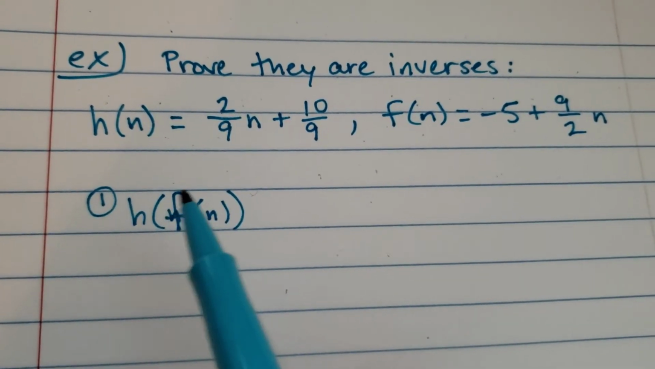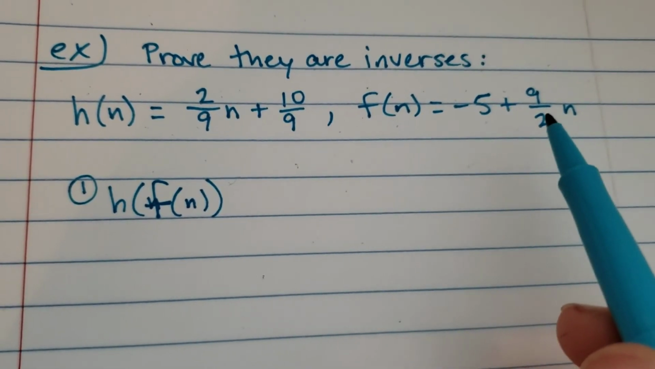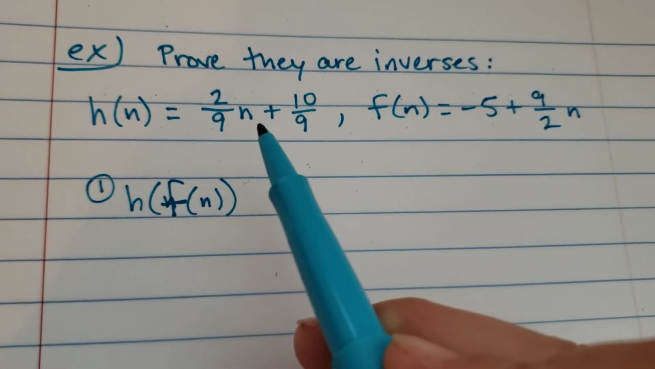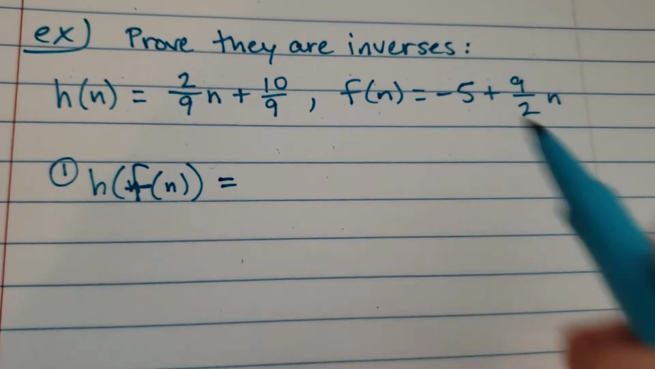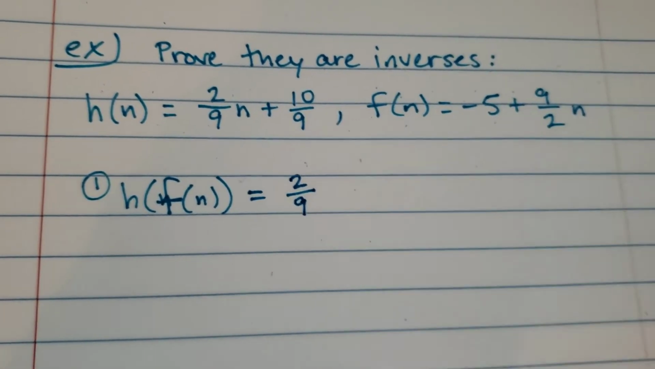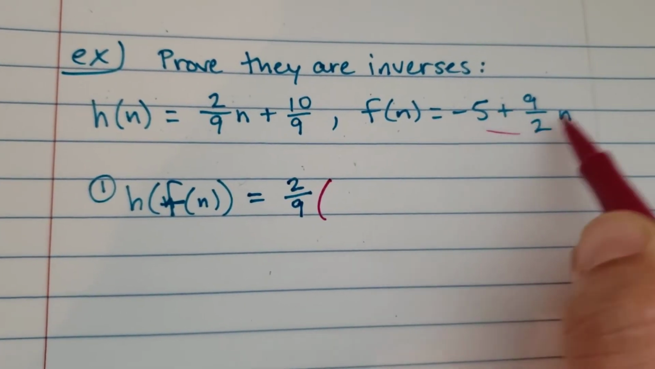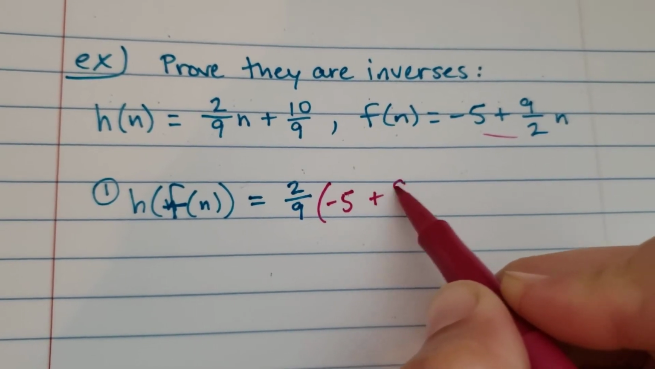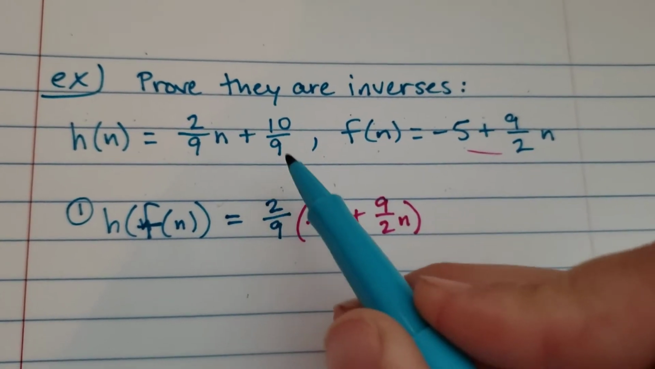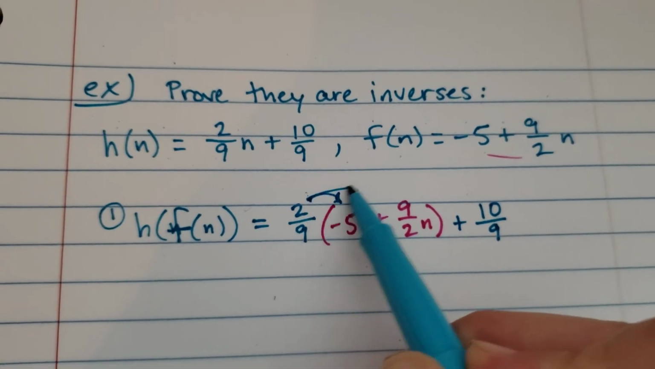So I'm going to do h of f of n, which means I'm taking f of n, this whole expression, and plugging it in for the n in h right there. So the 2 over 9 stays the same from h. And then instead of n, I'm plugging in f of n, all of that: negative 5 plus 9 over 2 n. Then h of n also had that plus 10 over 9 at the end, so I've got to keep that there. Now all I'm doing is distribution.